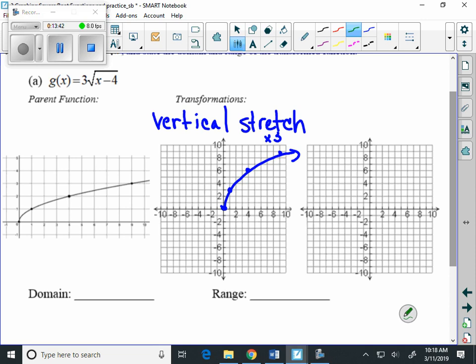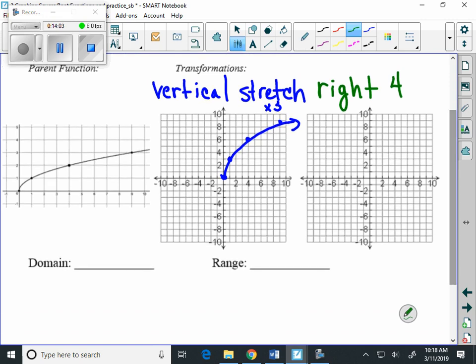In our transformation, it says x minus 4. Minus 4 inside the function means that we need to go right 4 units. And consequently, we're only going to be able to graph 3 points when we graph on this grid. But from the blue graph, 0, 0 is going to move right 4. So it's going to be graphed at 4, 0.